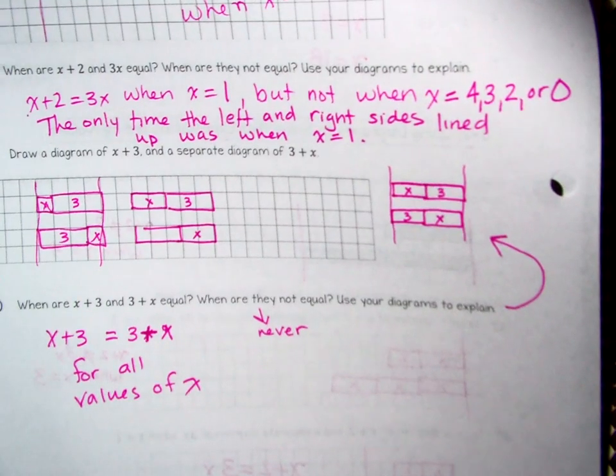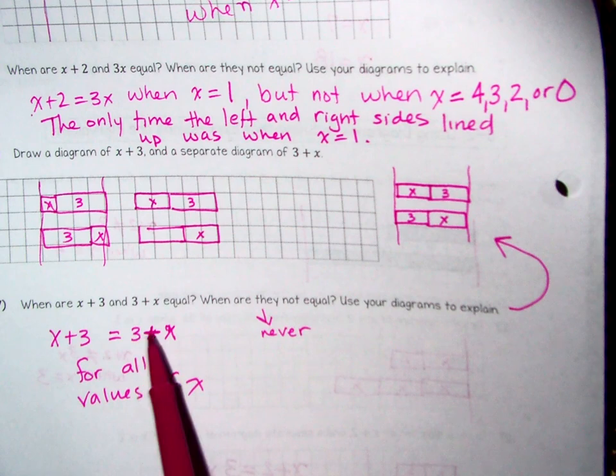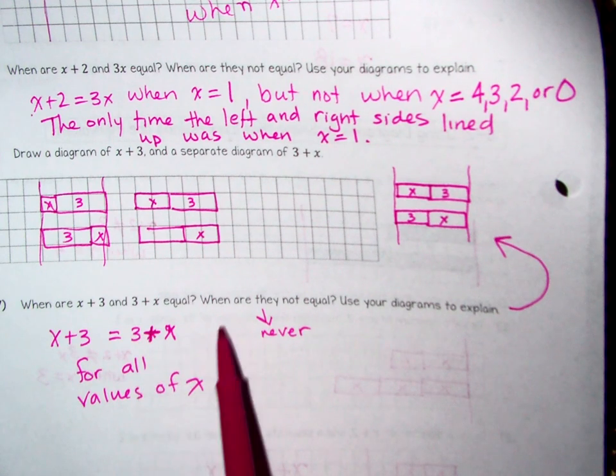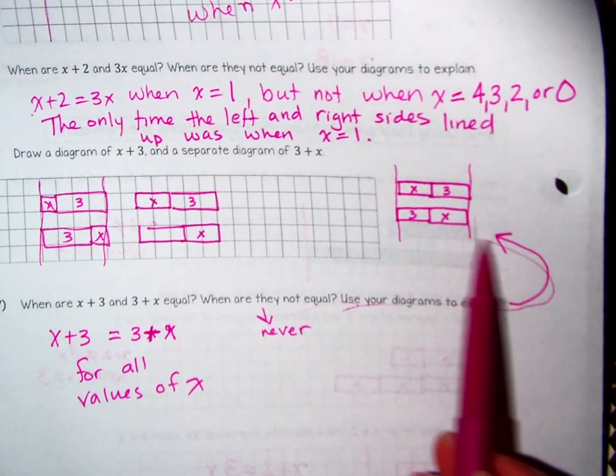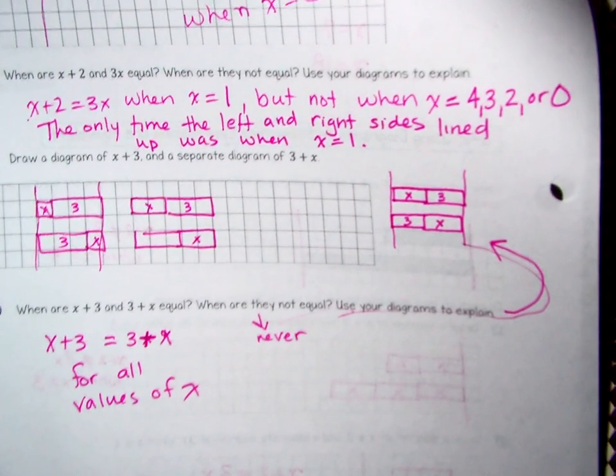And we kind of did that. So x plus 3 is equal to 3 plus x for all values of x. When are they not equal? Never. And there are our diagrams up there for explanation. Okay.